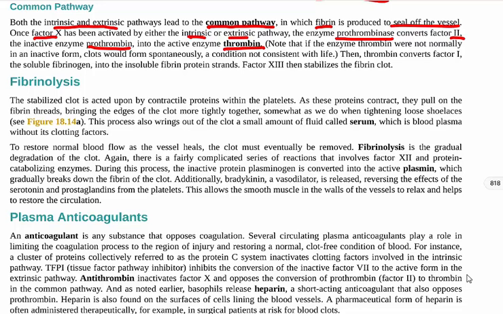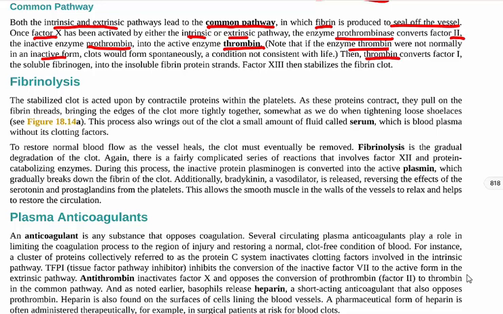Just a side note, if the enzyme thrombin were not normally in an inactive form, clots would form spontaneously. So that's why we have to have this pathway. So we need to have this enzyme prothrombinase converting factor 2, which is the inactive enzyme prothrombin, into the active enzyme thrombin. If we didn't have it in an inactive form floating around, we would just get blood clots all over the place. So instead we have prothrombin, which is inactive, floating around, and then we can initiate its activation, turning it into thrombin, which then will assist in coagulation or blood clots.